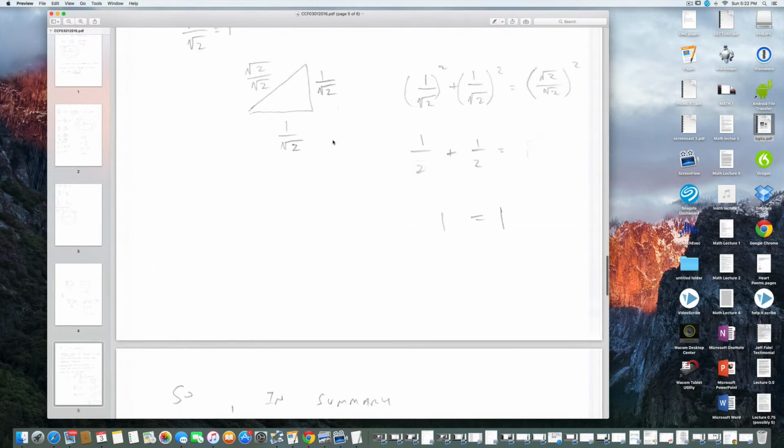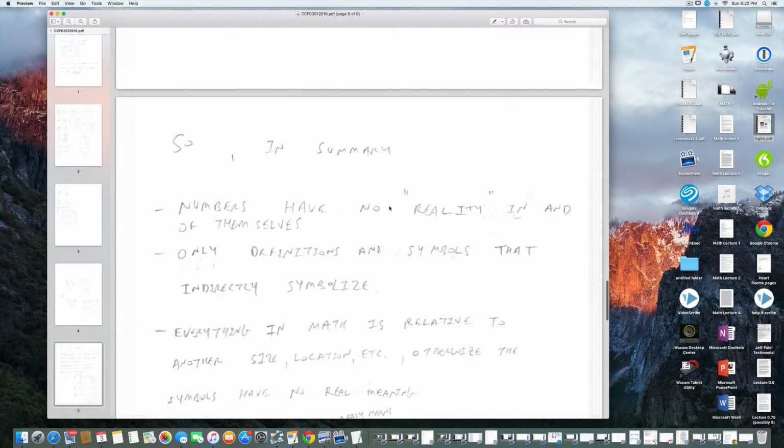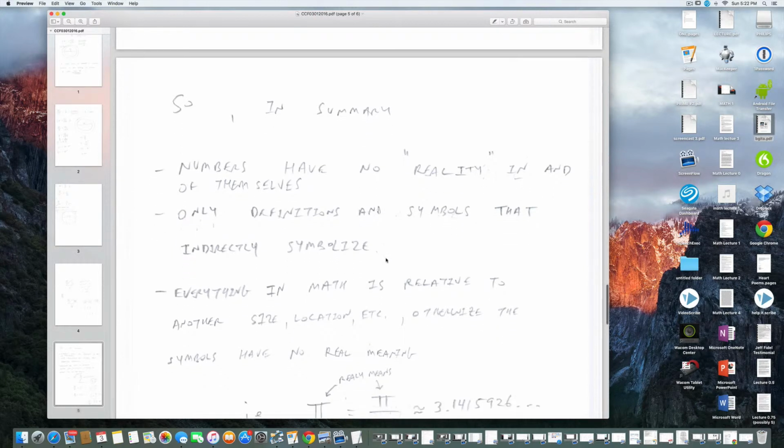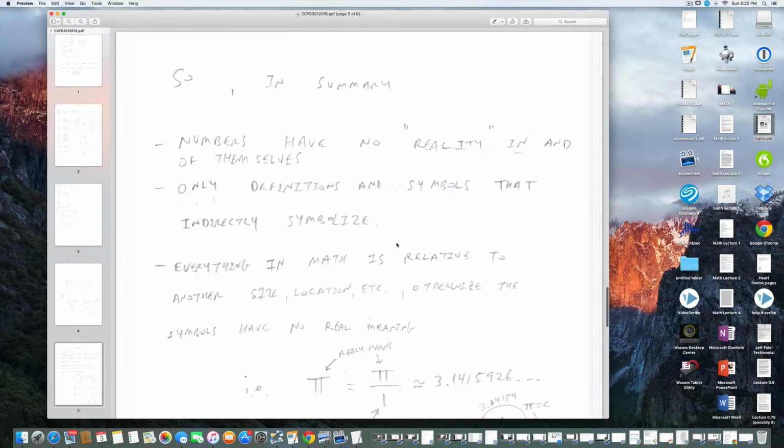Mathematics is all relative. In summary, numbers have no reality. This is all stuff that we made up, all symbols to represent things. They don't have any real meaning in and of themselves. They're shorthands to convey concepts. They're definitions, circles, squares, rectangles. We made up these definitions. Everything in math is all made up by us to help us do things that we do in the real world.